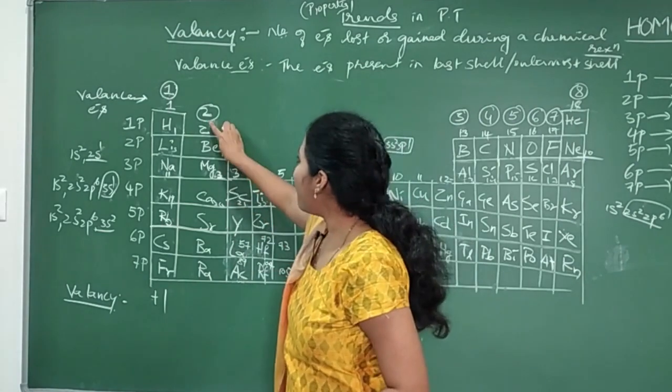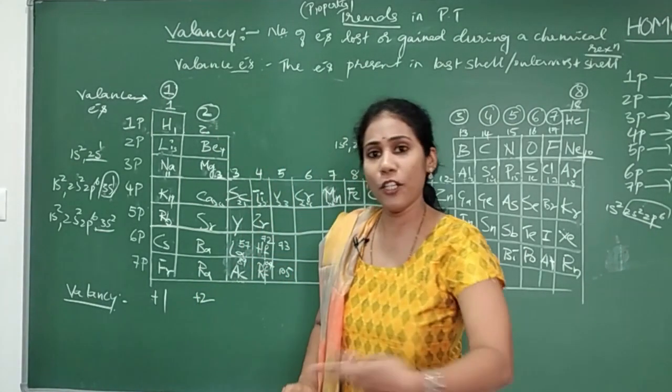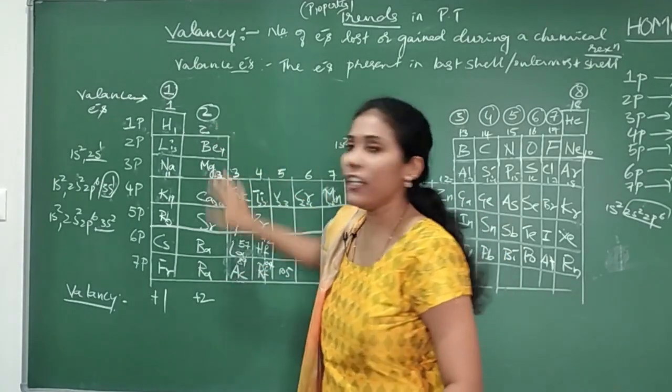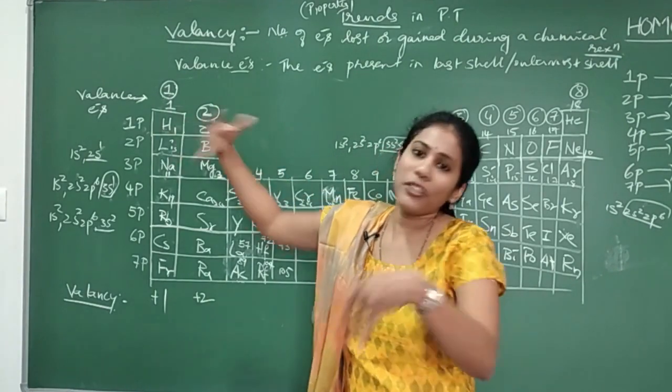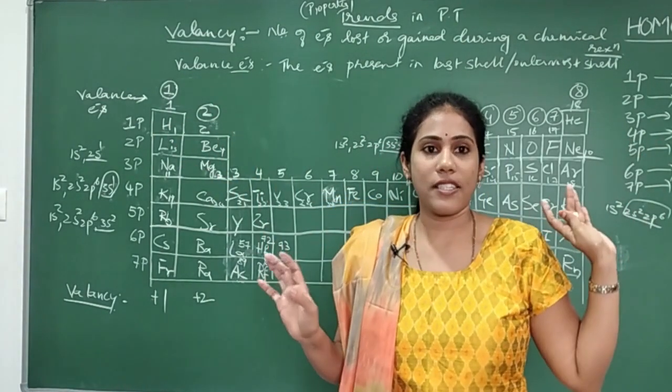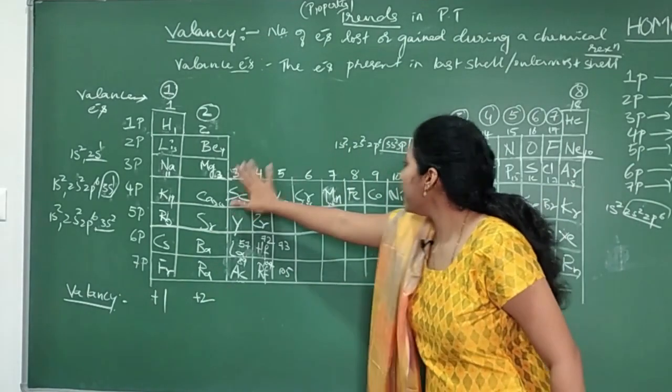And the valency of second group elements is plus 2. Plus in the sense of losing. How many electrons will they lose during a chemical reaction? The last shell has only 2 electrons. Both electrons will be lost, so valency is plus 2. And we are not talking about groups 3 to 12.